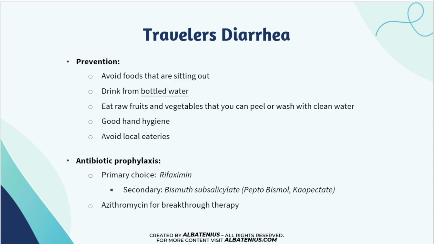We have both non-pharmacological and pharmacological prophylactic medications. So we just discussed the non-pharmacological preventative methods. Now moving on to the pharmacological. The primary choice for antibiotic prophylaxis is rifaximin, with the secondary choice being bismuth subsalicylate, which is known as Pepto-Bismol or Kaopectate. Azithromycin will be preferred for breakthrough therapy.